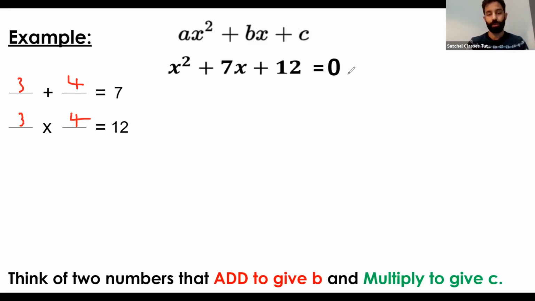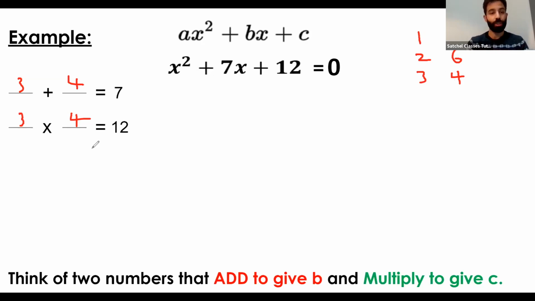12. So you could think to yourself, well, I could use 1 and 12. They would multiply to give us 12, but they won't add to give 7. You could have used 2 and 6. Again, they would multiply together to give us 12, but they won't add together to give us 7. And then you could have thought about 3 and 4. These two numbers multiply to give us 12, and they also add to give us 7.